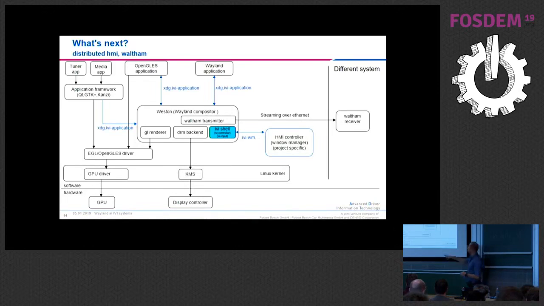The HMI controller is actually also a client of Weston. It will also get this virtual output in the same way, so it can then use the IVI-VM to assign the application to this newly created output. And yeah, this is the idea.